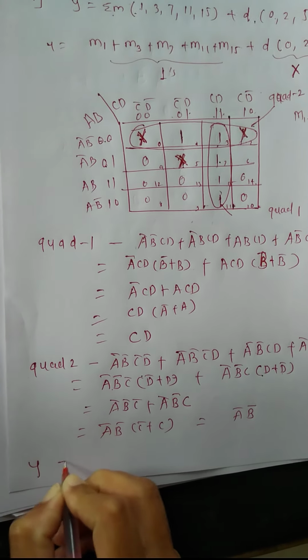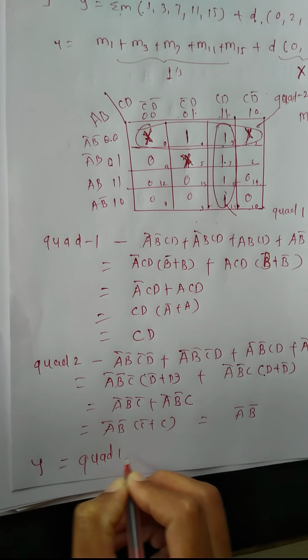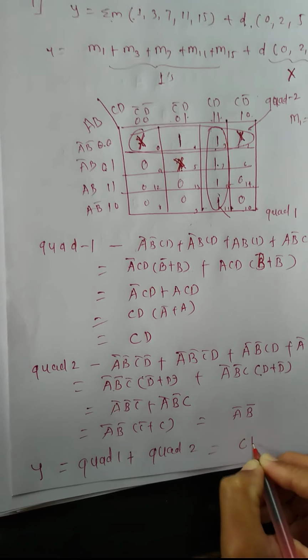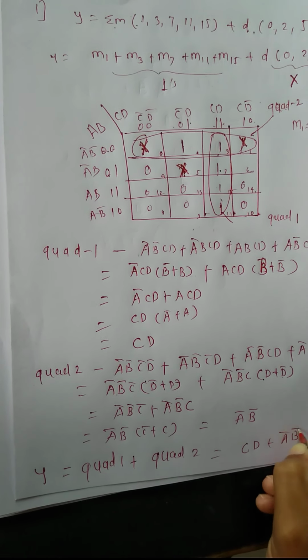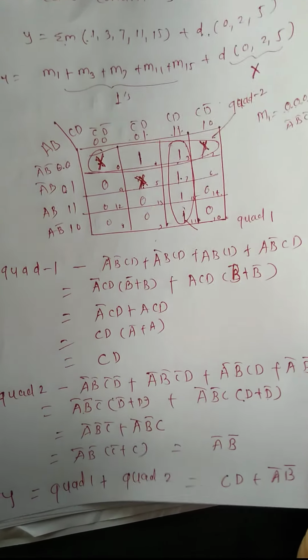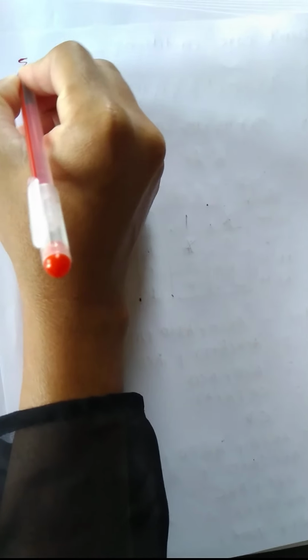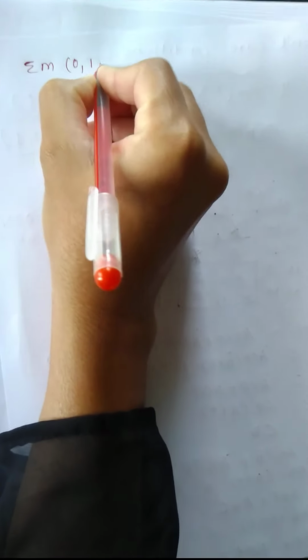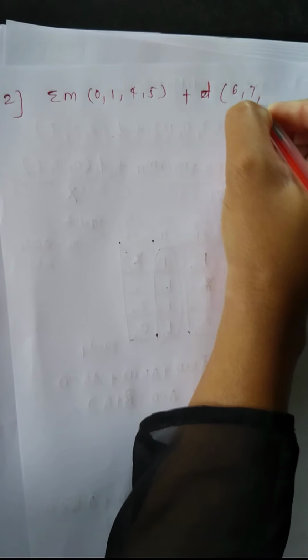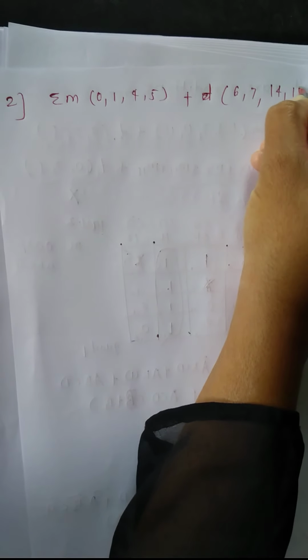So the total answer y is equal to quad 1 plus quad 2. That answer is a c d plus a bar, b bar. That is the don't care condition problem. Next, the second problem: summation m 0 1 4 5 plus d 6 7 14 15.